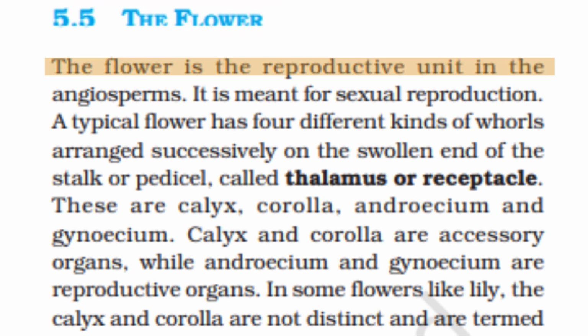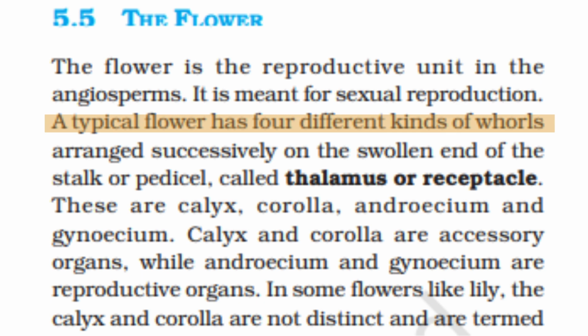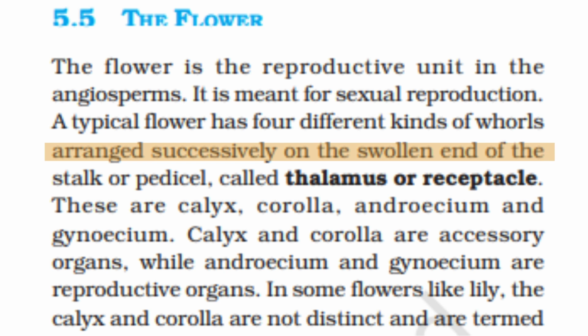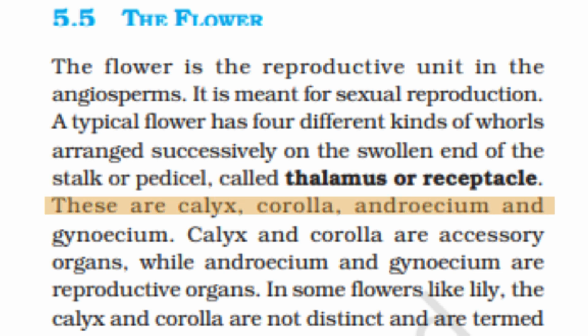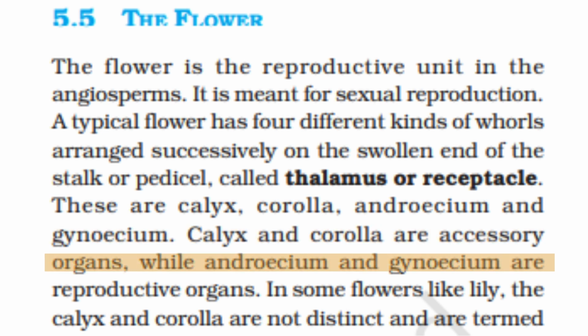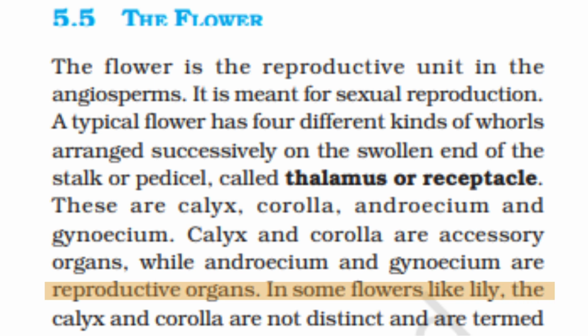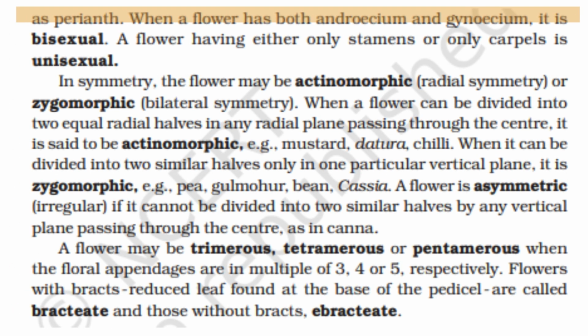The flower. The flower is the reproductive unit in the angiosperms. It is meant for sexual reproduction. A typical flower has four different kinds of whorls, arranged successively on the swollen end of the stalk or pedicel, called thalamus or receptacle. These are calyx, corolla, androecium, and gynoecium. Calyx and corolla are accessory organs, while androecium and gynoecium are reproductive organs. In some flowers like lily, the calyx and corolla are not distinct and are termed as perianth.